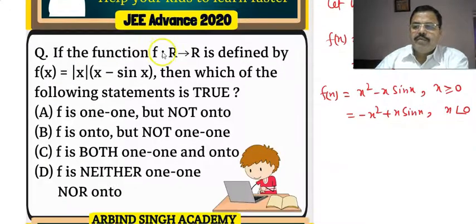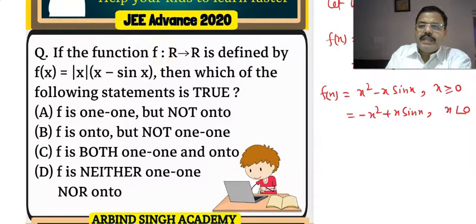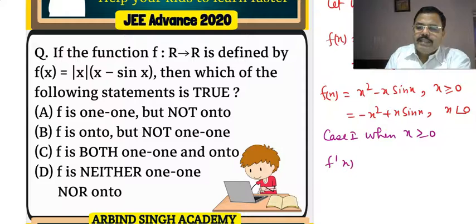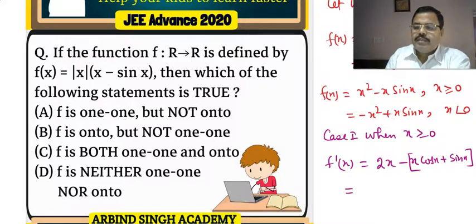So what will be that derivative? First case, when x is greater than 0, f'(x) is equal to: the derivative of x² is 2x, minus x times the derivative of sin x, which is cos x, and minus sin x times the derivative of x, which is 1. So that can be written as 2x - x cos x - sin x. We can write this as x - x cos x + x - sin x, which is x(1 - cos x) + (x - sin x).